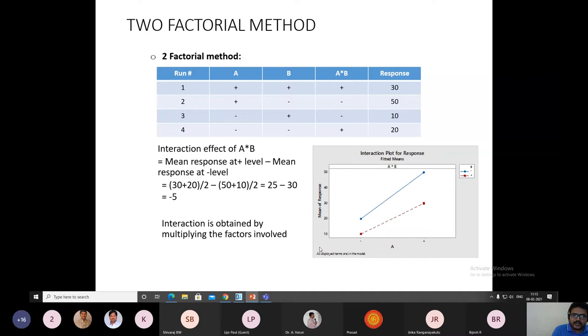Similarly, you can see how the interaction is calculated, right? These are actually calculated directly in software like Minitab or Design Expert. But here you can see how the formula can be used, and you can also apply this formula and calculate in an Excel sheet as well. So the interaction effect of A into B. Here you can see the slope of the two lines. The mean response at positive level minus the mean response at negative level, and you can see the interaction A into B, so we are multiplying both. Finally, the interaction is obtained by multiplying the factors involved. Here we are getting the value minus 5, right? If you plot it, then you will get the interaction response.